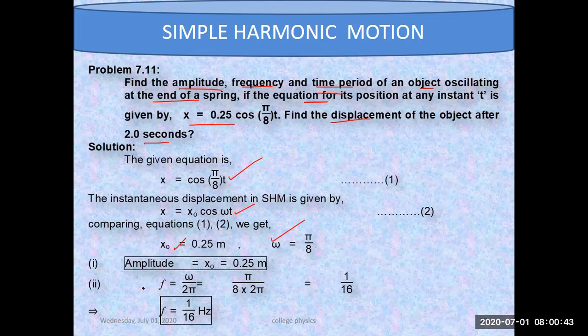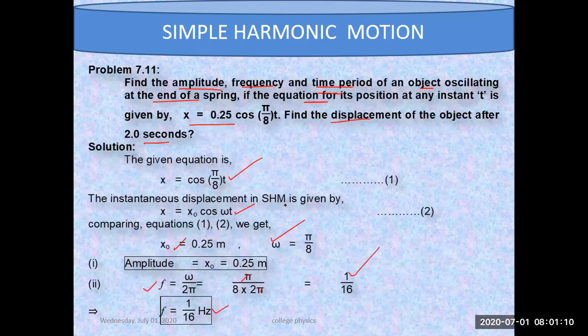Now we have to calculate frequency. Frequency is omega divided by 2 pi. Basically time period is equal to 2 pi divided by omega, and frequency is the inverse of the time period. If you put the values, you are getting 1 over 16. And this is the frequency required to calculate from these given values.